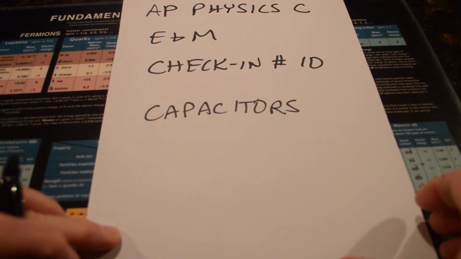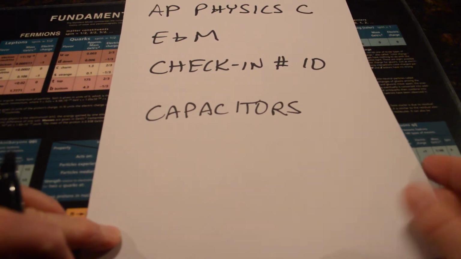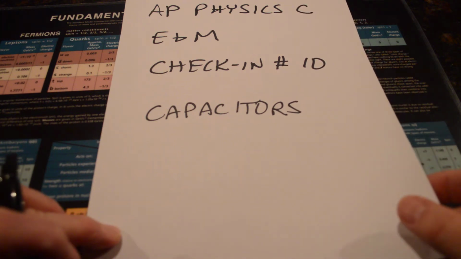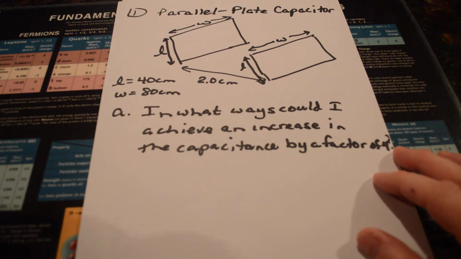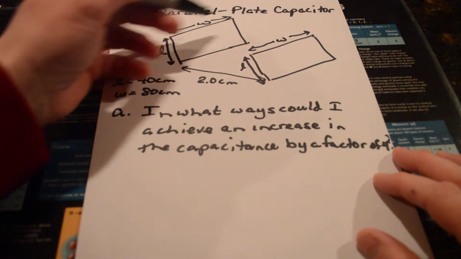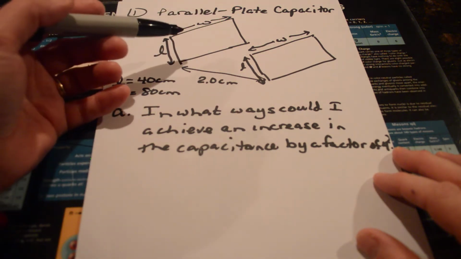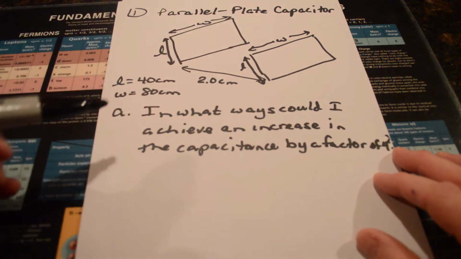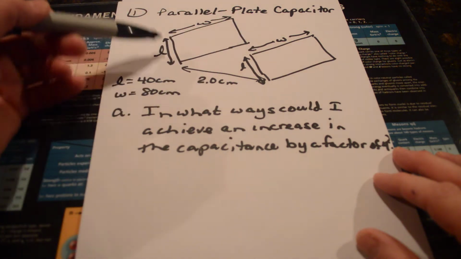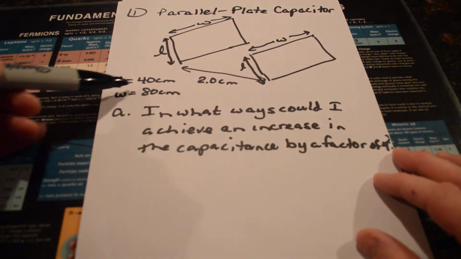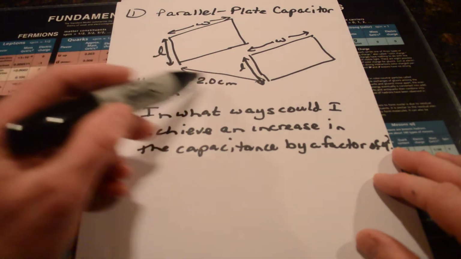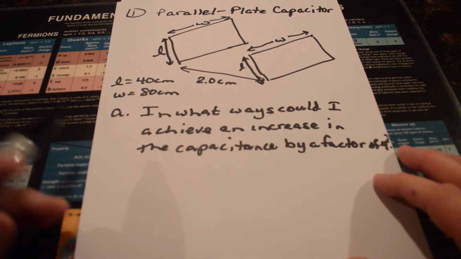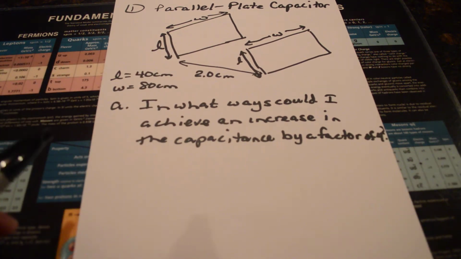Okay, here we are. This is AP Physics C E&M check-in number 10 on capacitors. What this picture is, hopefully you can see it, is two parallel plate capacitors. So two plates that'll probably have opposite charge on them. They have a length and a width given as 40 centimeters length, width 80 centimeters, and they're 2 centimeters apart.